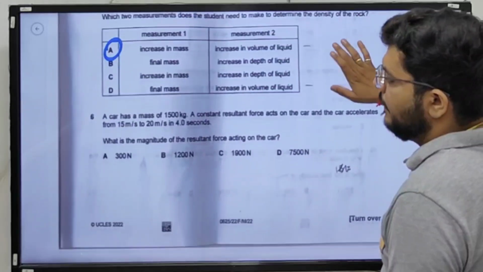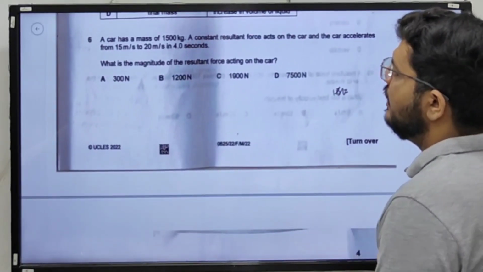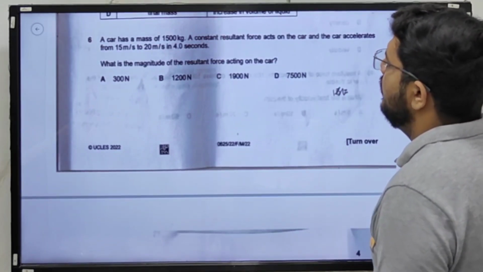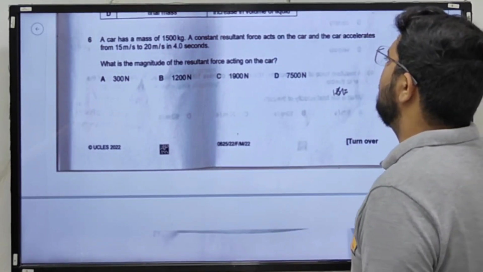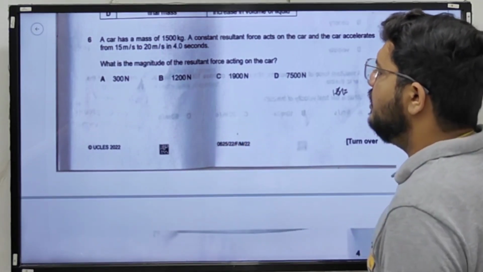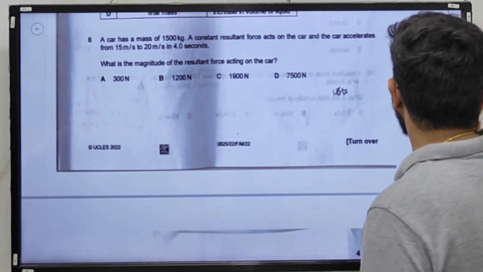Okay. Let's look at question number 6. A car has a mass of 1500 kg. A constant resultant force acts on the car and the car accelerates from 15 to 20 in 4 seconds. What is the magnitude of the resultant force acting on the car?